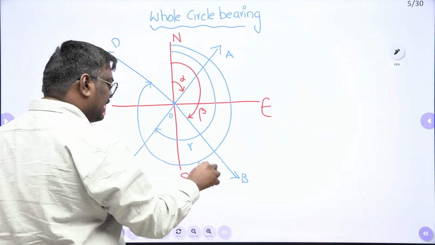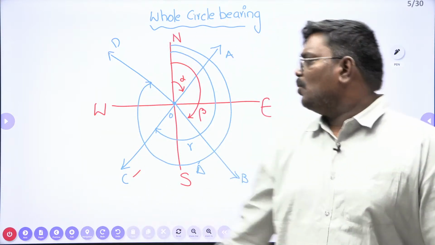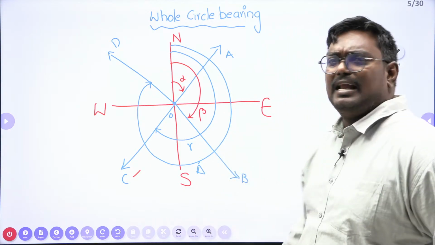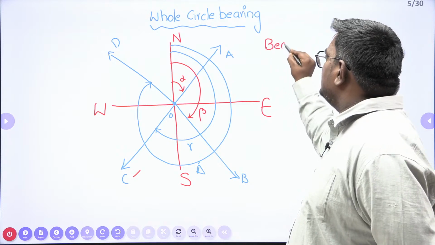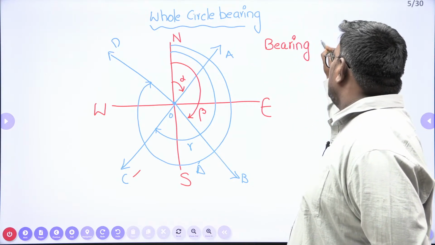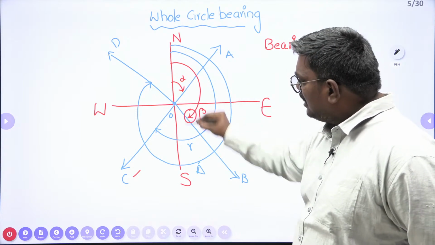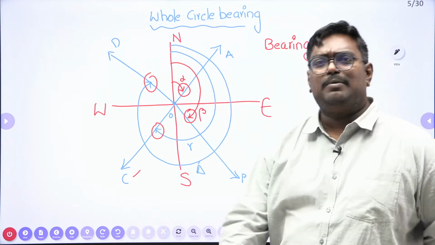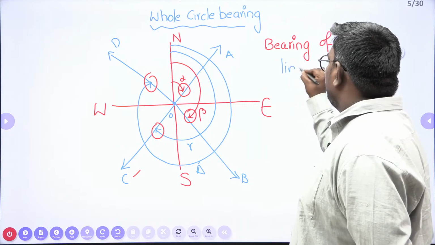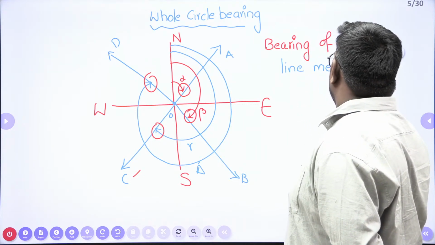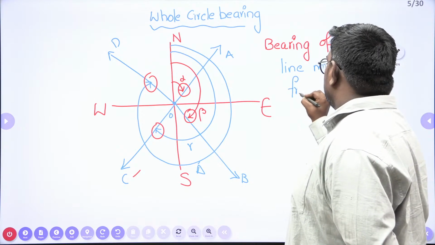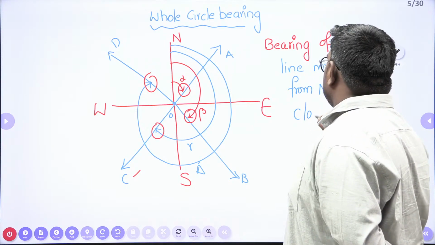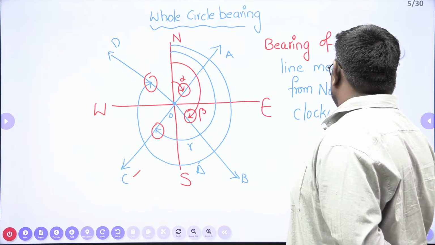Now, by looking into the diagram, you should be able to understand what whole circle bearing is. The first and foremost point I would like to tell you is the meridian. Bearing of a line is always measured from north in clockwise direction. If you see the arrow here, it is always measured from north and also in clockwise direction. So in whole circle bearing, every bearing is measured from north, and in which direction, my dear students? Can anyone tell me? In clockwise direction only.